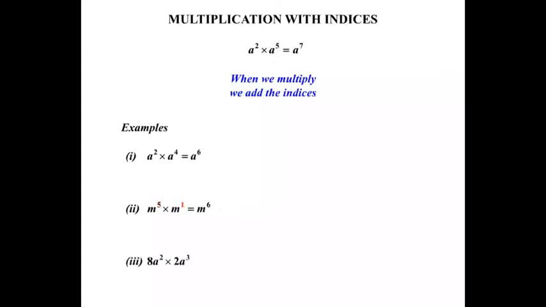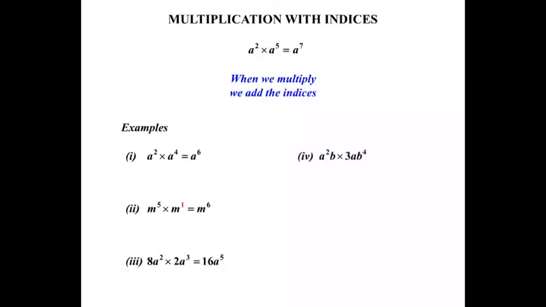Example 3, 8a squared multiplied by 2a cubed. Well, in this case, 8 and 2, they're just your normal whole numbers, right? They are not indices. So with our normal numbers, we multiply as we normally would. 8 times 2 gives us 16. Now we have a squared times a cubed. This is where we add the indices, so the 2 and the 3 we're going to add them to get 5. So we get a to the power of 5. So we can see that our answer is 16a to the power of 5. Excellent.